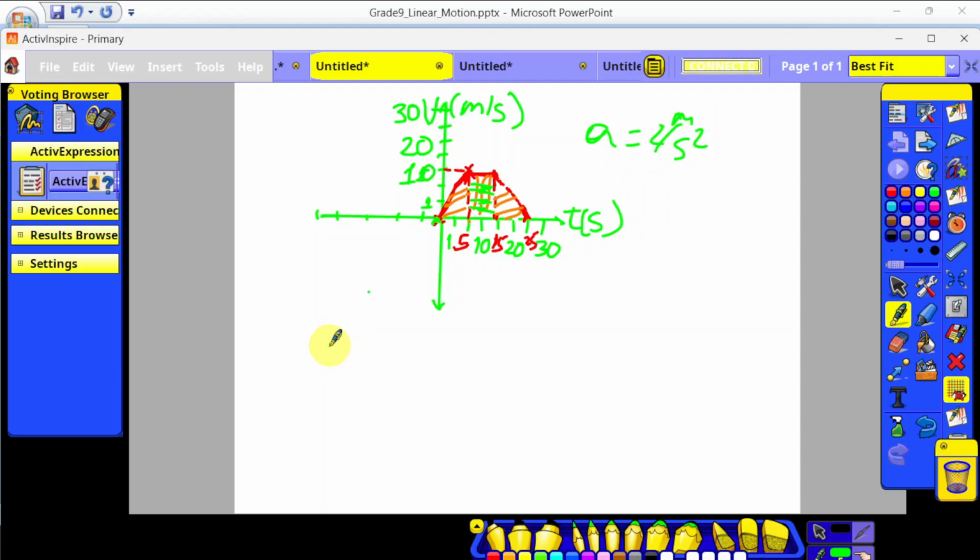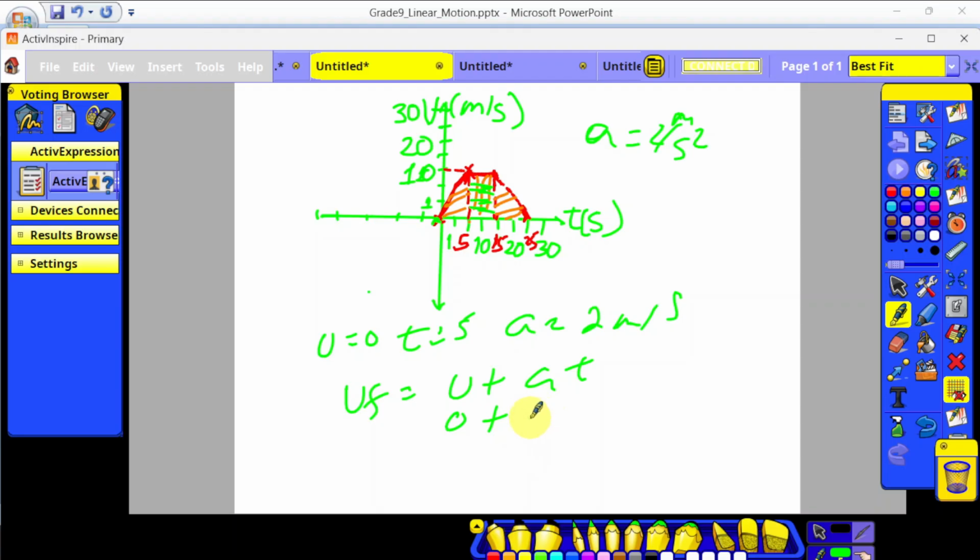So if the initial speed u is equal to 0, and t is equal to 5, and the acceleration is equal to 2 meters per second squared, then v final is equal to u plus at, which is the formula to find out the speed at this point after 5 seconds. So 0 plus 2 times 5 is going to be 10. So this value is 10 meters per second. So 10, 5 is this point.